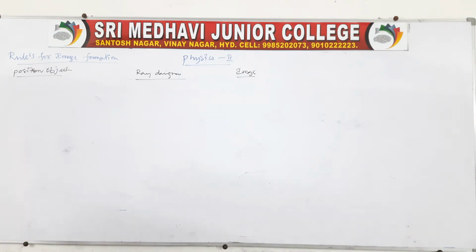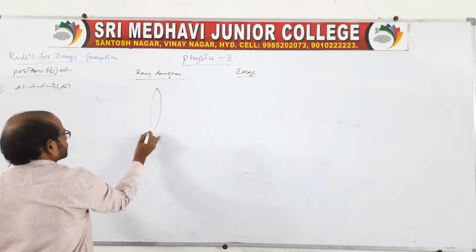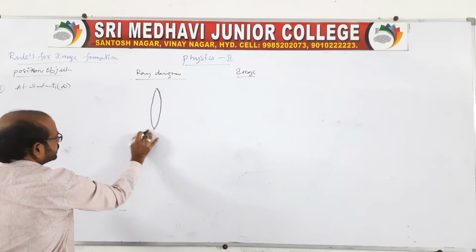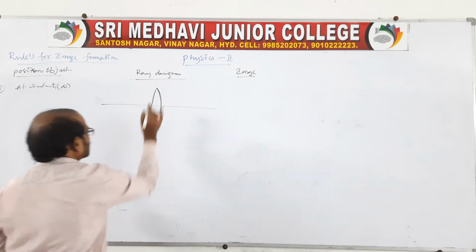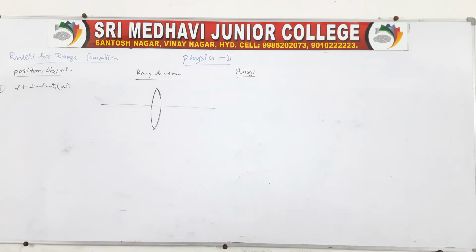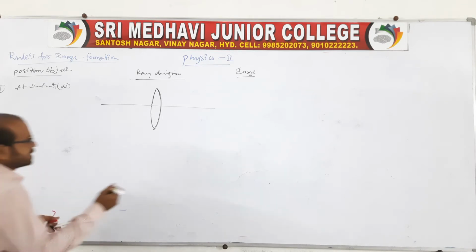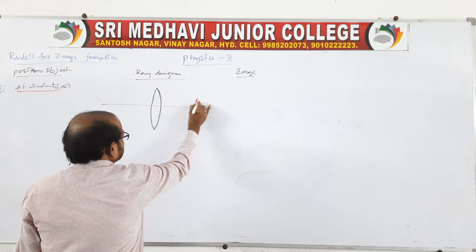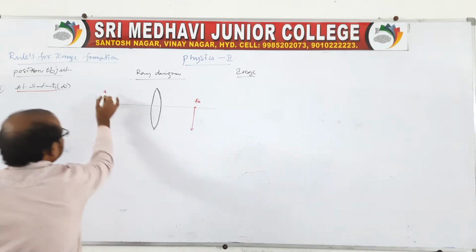Suppose the object is at infinite. The position of object is at infinite. So therefore, there will be a lens ray diagram. Now I am giving the ray diagram for this. Clear? It is a principal axis and it is a convex lens, which we can also call a convergent lens. Because the object is at infinity, the image will be formed at the focus point, which is real.